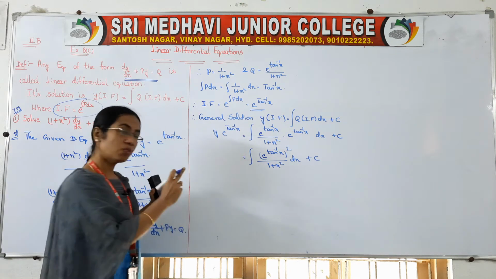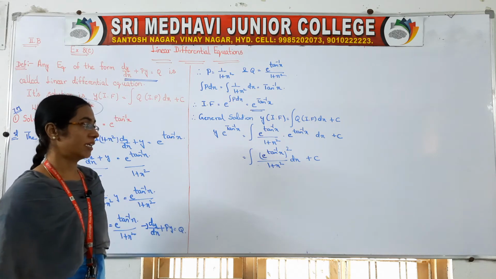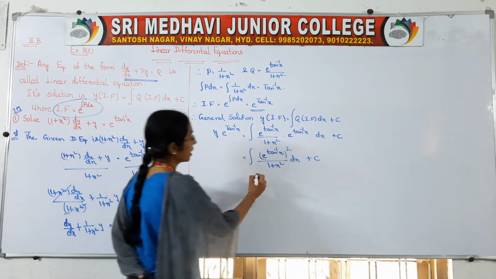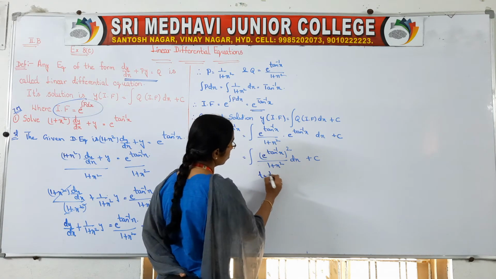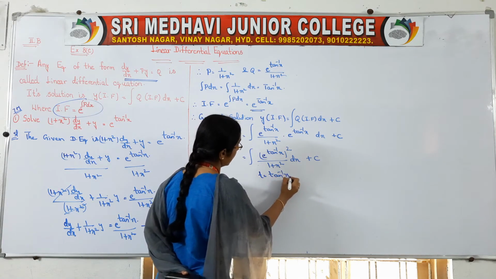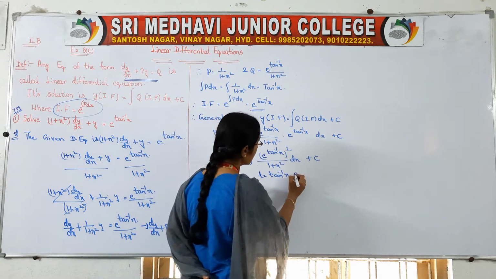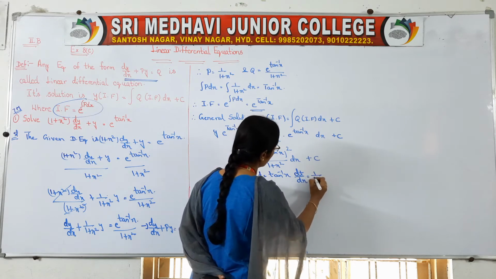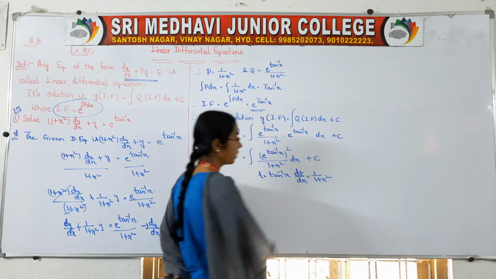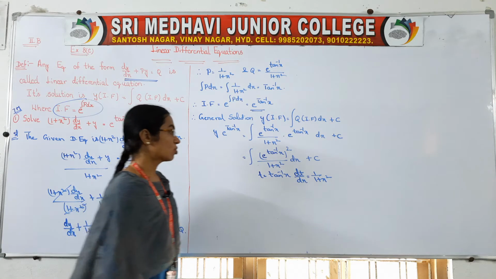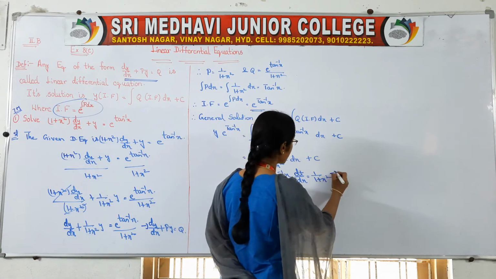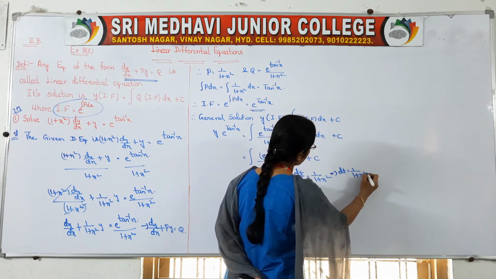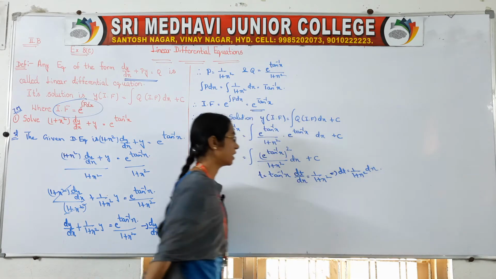Now we have to find this integral. How will we find this integral? You take t is equal to tan inverse x. Differentiating with respect to x, dt by dx is equal to 1 by 1 plus x square. Then sending dx to that side, dt is equal to 1 by 1 plus x square into dx.